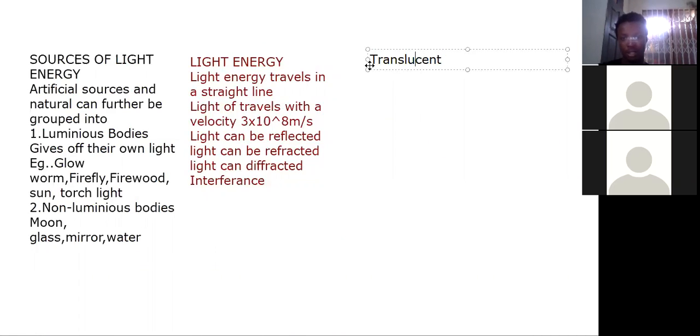Now when we say translucent bodies, these are bodies that allow a small percentage of light to pass through them and reflect the rest. They just allow a minimal percentage of light to pass through. Can you give me an example of translucent bodies?